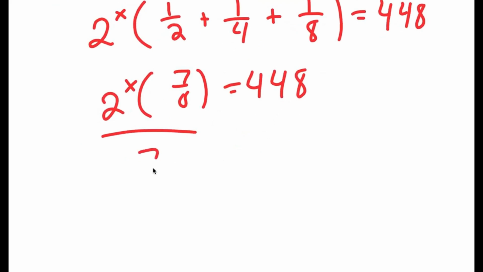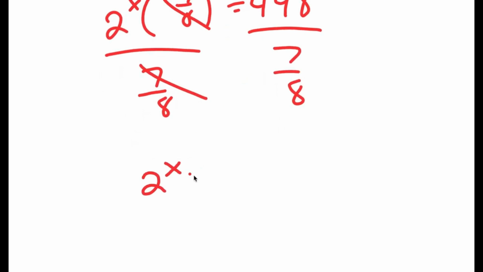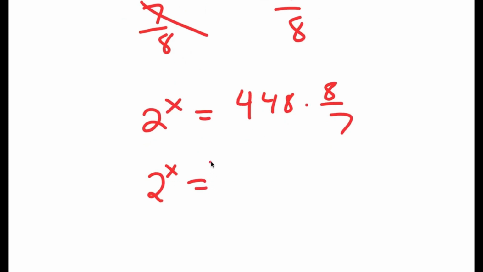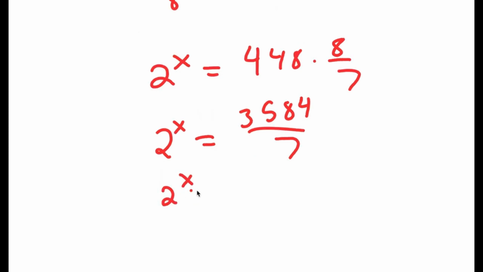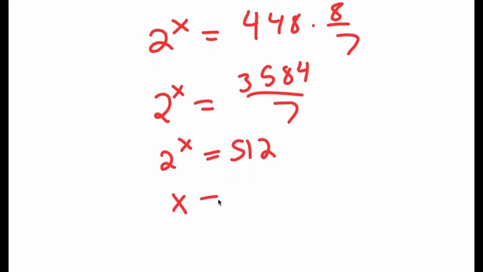Now we want to isolate 2 to the power of x, so I'm going to divide both sides by 7 over 8. So these two cancel out, and I get 2 to the power of x is equal to 448 times 8 over 7. Now, 448 times 8, that's equal to 3,584. Now I have this over 7, which is equal to 512. So 2 to the power of x equals 512, meaning x is equal to 9.